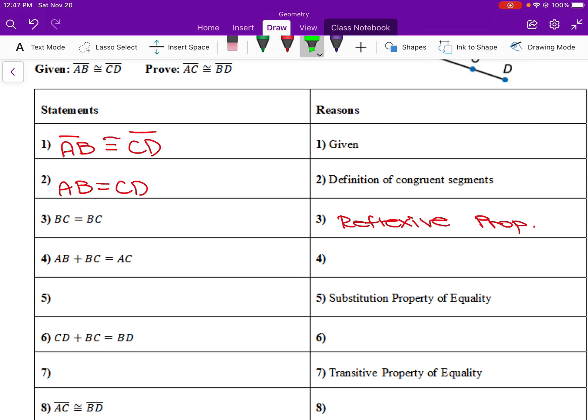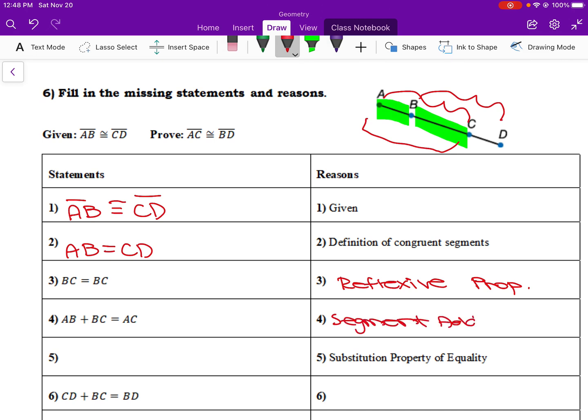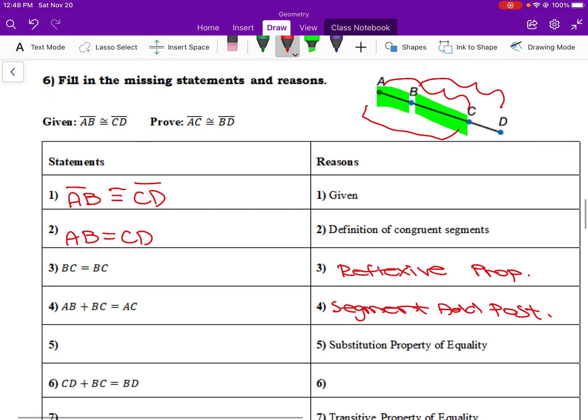Next, we're going to establish that AB plus BC equals AC. So if I look at my diagram, AB plus BC equals the full AC. That's just my segment addition postulate, just the definition of how the parts sum to make the whole. Okay, and then we can next say that CD plus BC equals AC. That is just my substitution property of equality, right? Because we already set up here, AB is equivalent to CD. So wherever I see AB, I can swap it out with a CD, just like it's an algebraic concept.